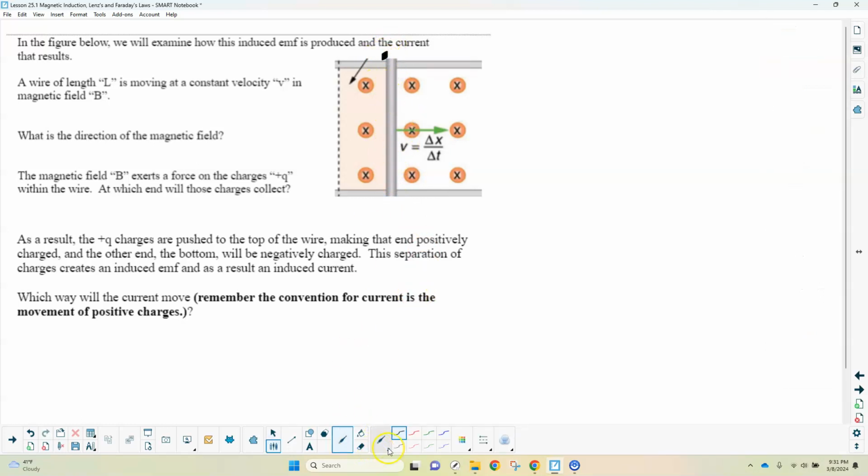So let me fix this because it's annoying me. Sorry. So this is the positive end up here where the positive charges collect. And if we have positives up here, then the negatives are at the opposite end. So that's kind of what happens.